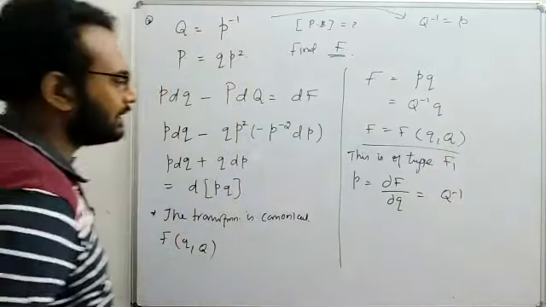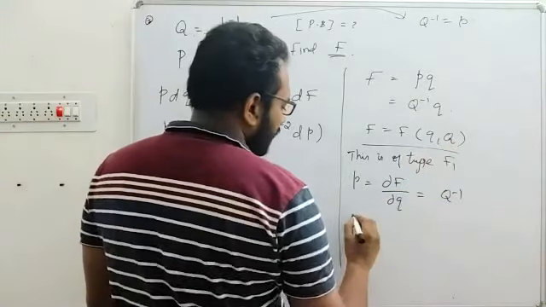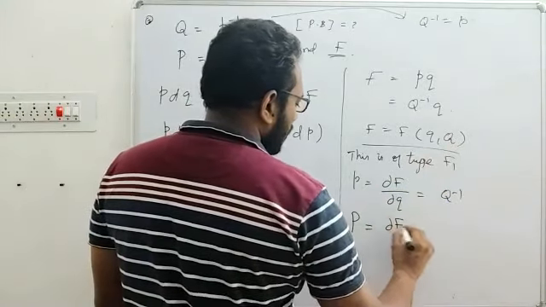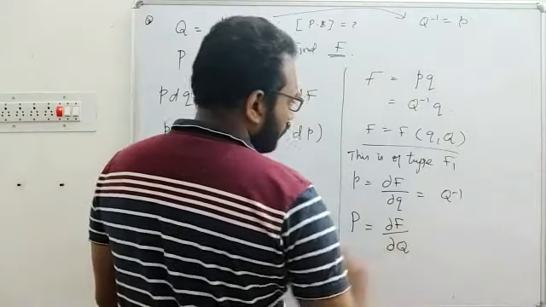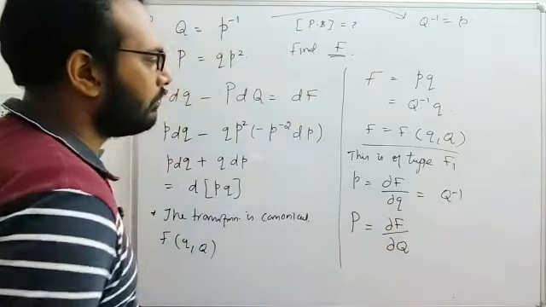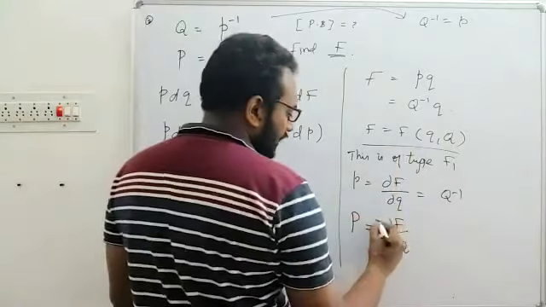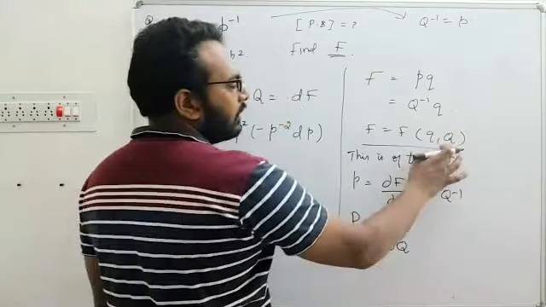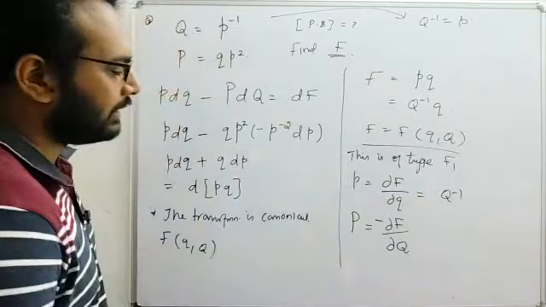P is equal to Q inverse. That's correct. We also have this relation. Capital P is equal to minus dou f by dou q. Right? With a minus sign. How do we remember? Because q is in the second place there. So that is the minus sign.